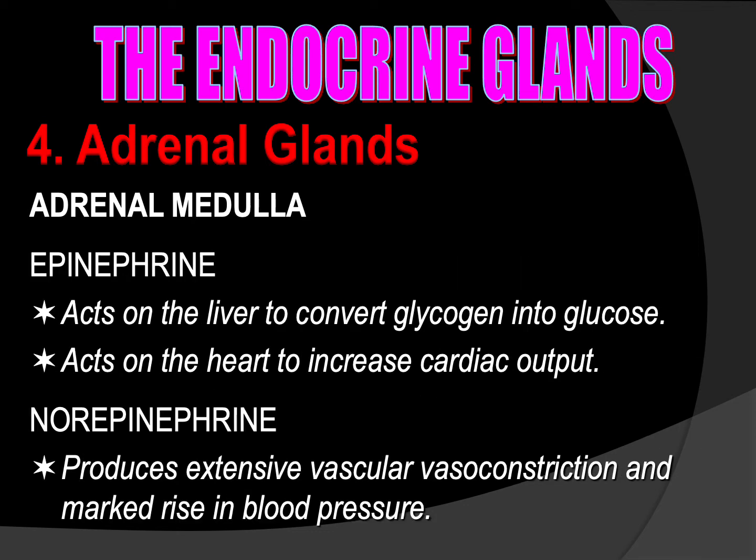What happens when there is increase epi and norepi? Epi acts on the liver to convert glycogen into glucose, and glucose is the primary source of heat or energy. That's why there is gained strength during the alarm stage of the stress response. It acts on the heart to increase cardiac output, and norepi produces extensive vascular constriction, and there's a marked rise in blood pressure.